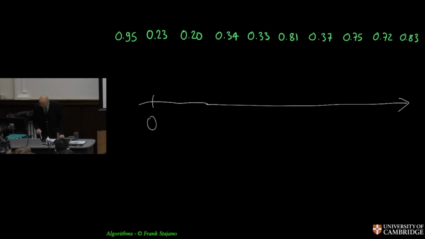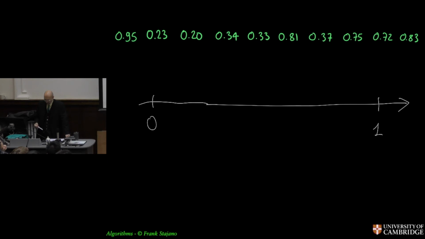Between 0 and 1, I have some uniformly distributed real numbers, which for reasons of presentation I have limited to 2 decimals, but they could be just arbitrary reals. So if I have this situation, then for sorting them, I can use a simple strategy called bucket sort.